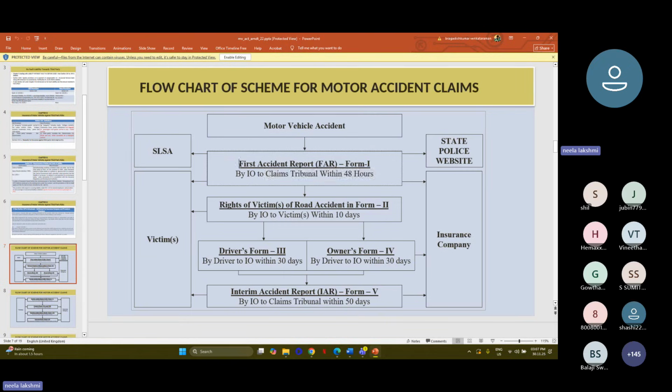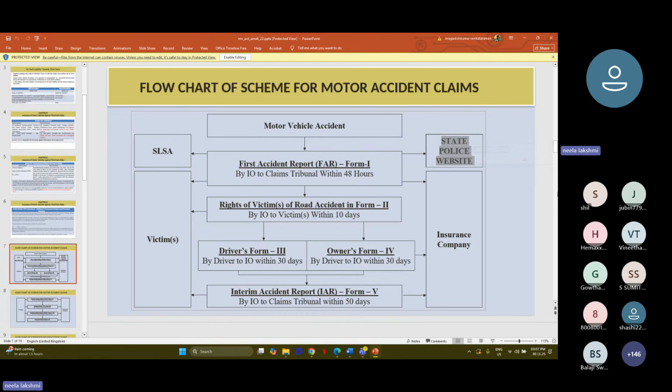At the same time, the IO submits it to the State Legal Services Authority. SLSA means State Legal Services Authority. At the same time, the FIR is uploaded in the State Police website, the CCTNS portal. Simultaneously, all these things happen.